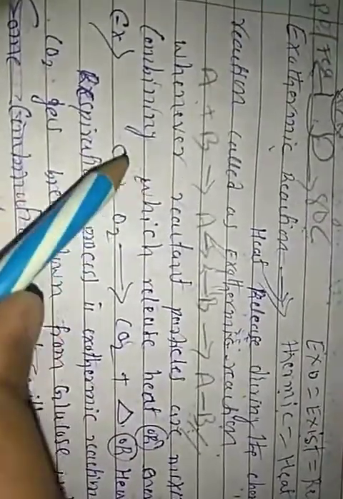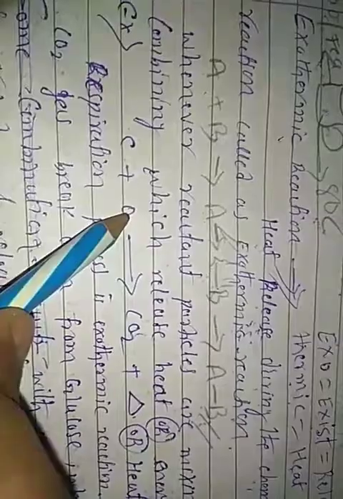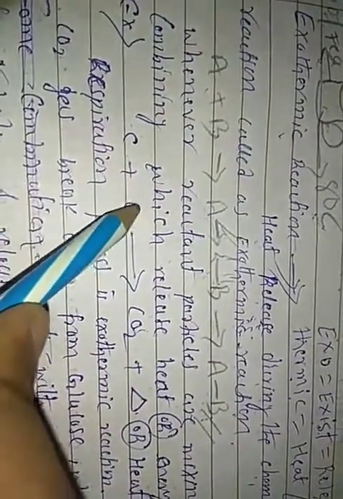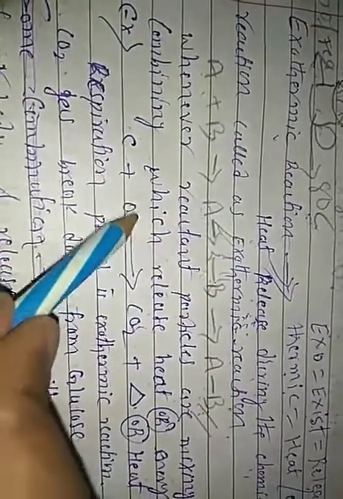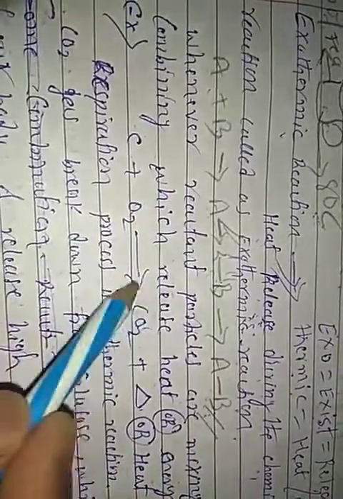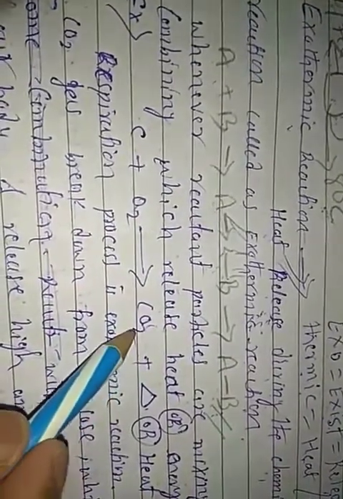Let's see an example, students. Carbon reacts with oxygen. Both are reactant particles, and both are approaching each other. Whenever they react with each other, they release an amount of heat. That is carbon dioxide plus water. Carbon and oxygen both react with each other. During the reaction, they release an amount of energy to form carbon dioxide.